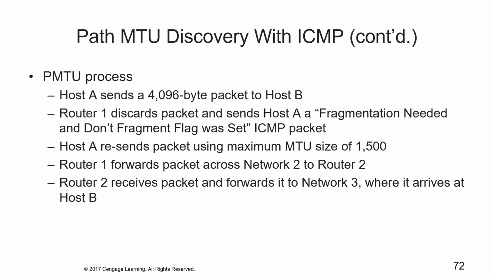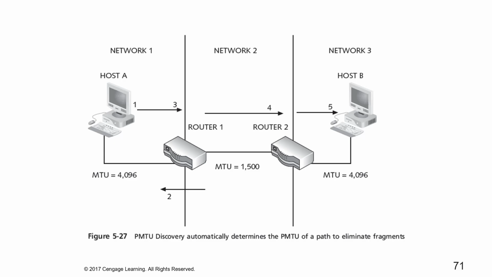So the process for that, host A sends a 4096 byte packet to host B. Router 1 discards the packet and sends back a fragmentation needed message. Host A resends the packet using maximum MTU size. Router 1 forwards the packet across the network to router 2. Router 2 forwards to network 3, and so on and so forth, all up until it arrives at host B. We look at an example. So again, we want to find the largest MTU we can use without having to fragment.